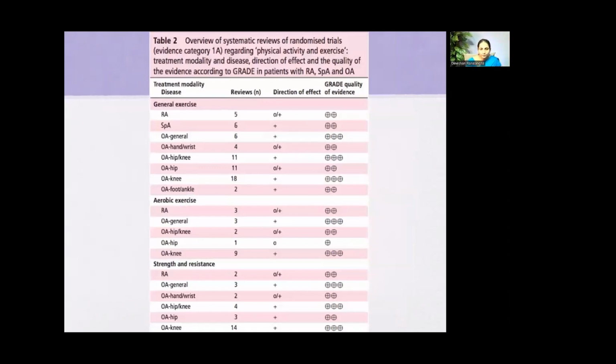Now, they have also looked at general exercise, aerobic exercise, and strength and resistance exercise, and have shown effects mainly on osteoarthritis of the knee in general exercise, and osteoarthritis of the hip or knee. Aerobic exercises in osteoarthritis of the knee have also been shown to be beneficial. Strength and resistance exercises are beneficial in a fair number, but mainly in osteoarthritis of the knee.